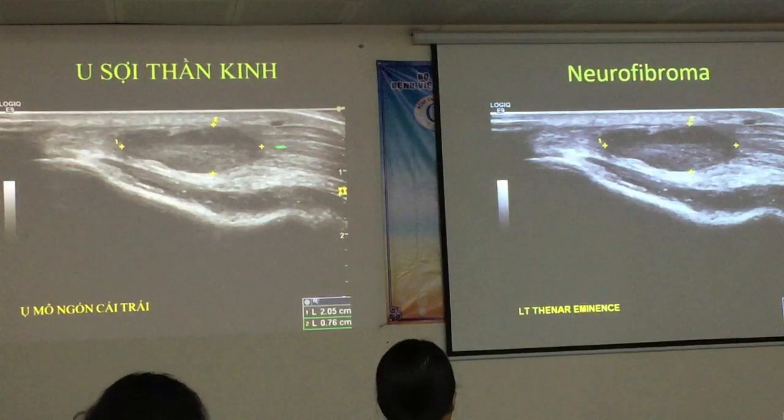So as you can appreciate, there's this hypoechoic mass within which corresponded to the lump.